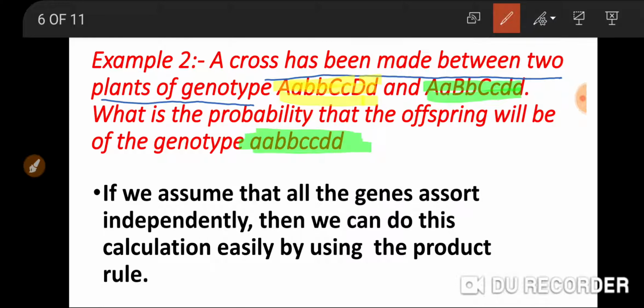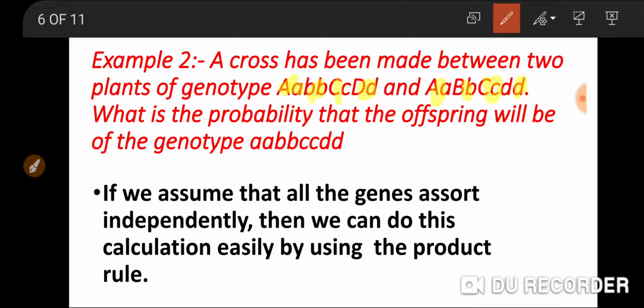The first gene pair is this one, capital A small a, and capital A small a. The second gene pair is small b, capital B, small b. The third gene pair is small c, capital C, small c, and the fourth gene pair is capital D, small d, small d. We have to consider these 4 different gene pairs individually as if they were 4 separate crosses, and then the appropriate probabilities are multiplied together to arrive at the answer.